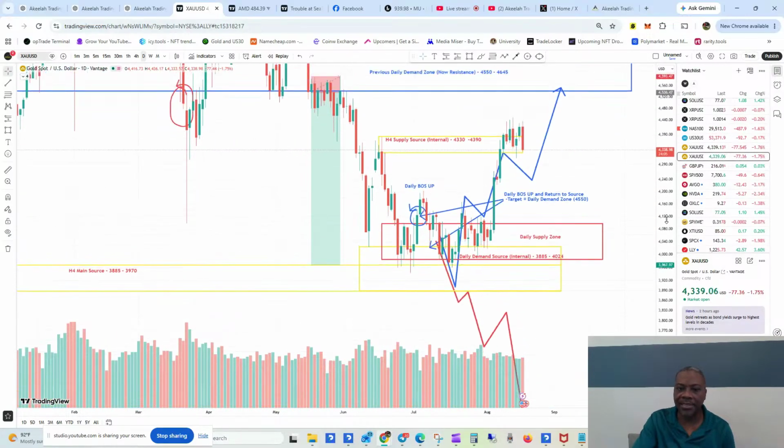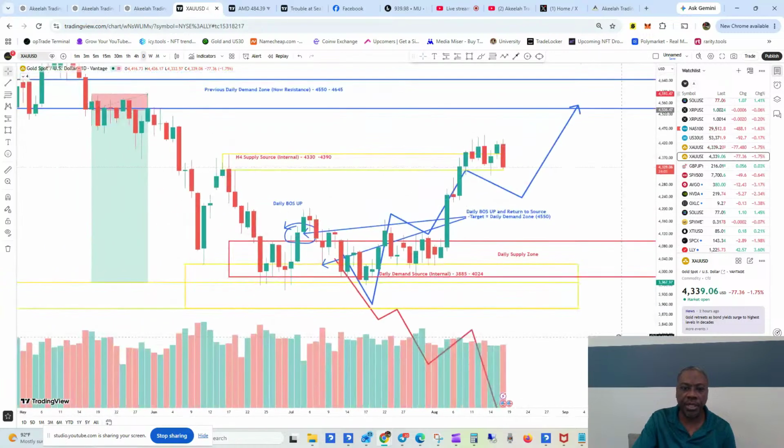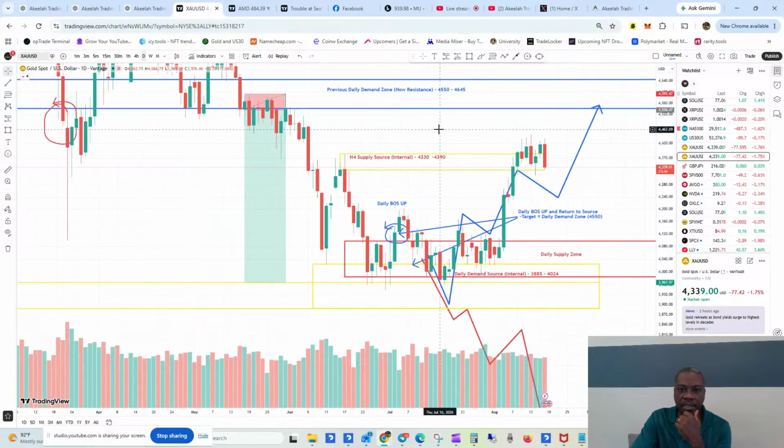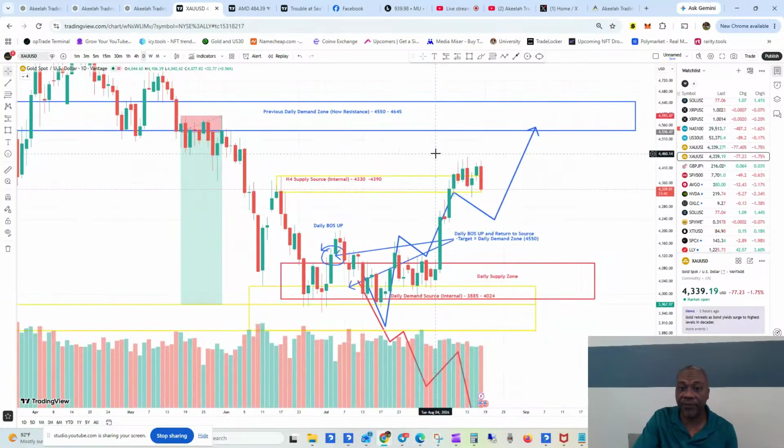So this is the rebalance that we were looking for. Gold finally got to this area. It produced a daily breaker structure up, which was a break of this zone, and it came back to this source. So from our standpoint, gold is bullish at this point. And it's making its way back up to this previously broken demand zone. So it's pushing its way back up to 45.50. That's the projected path for gold.